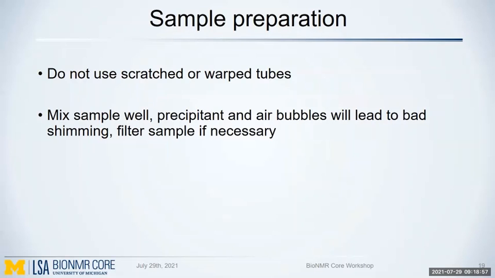And for other sample preparation tips, do not use scratched or warped tubes, and also mix your sample well. Precipitant and air bubbles will lead to bad shimming, so you can filter the sample if necessary. When you run a sample on the NMR instrument, if you notice that the shim has failed, you might want to check if you have a scratched tube or if your sample has precipitate or air bubbles.